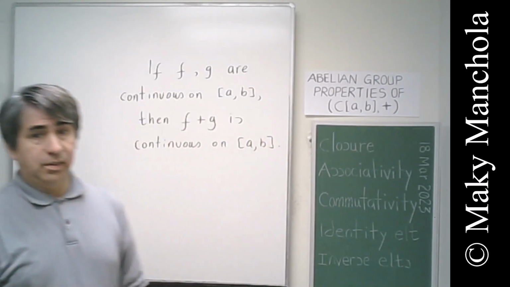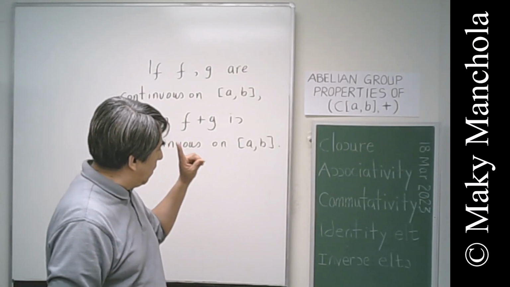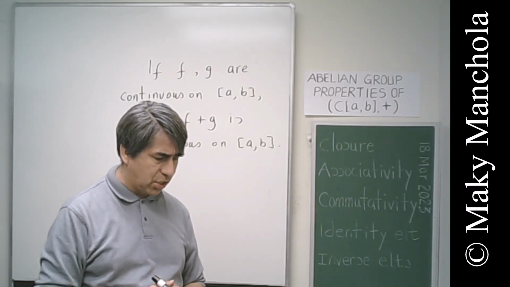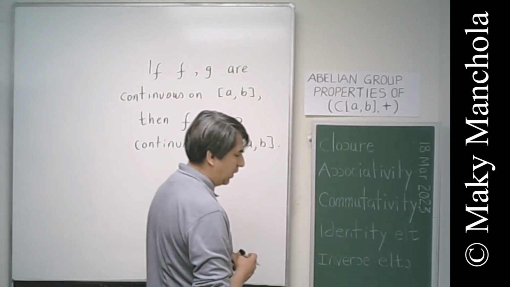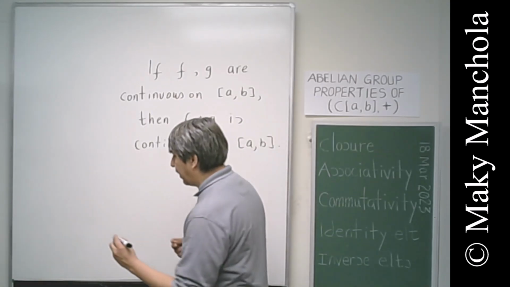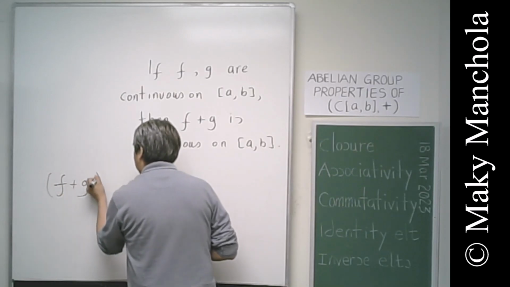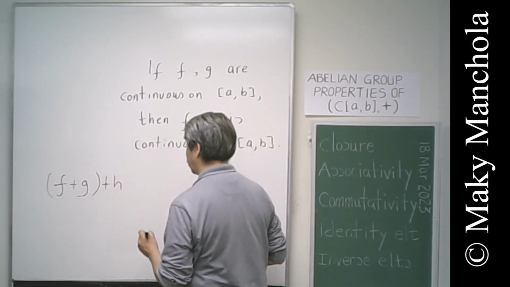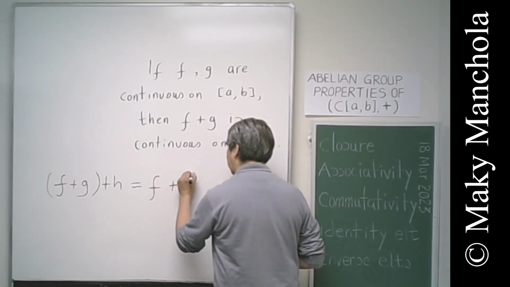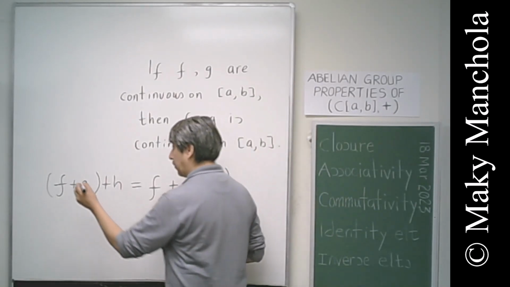Next, the associative property says that if we pick three distinct functions, f, g, h, that are continuous on the interval a to b inclusive, then if we add f plus g to h, our result should be the same as adding f to the sum of g plus h. So we want to verify this.